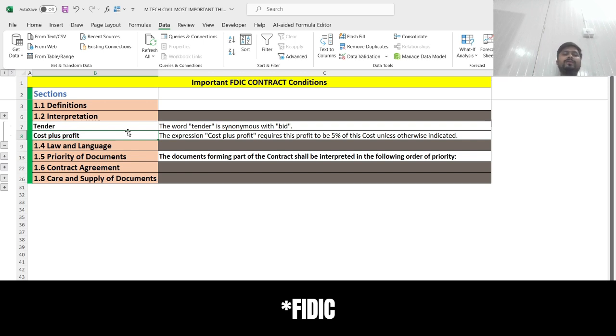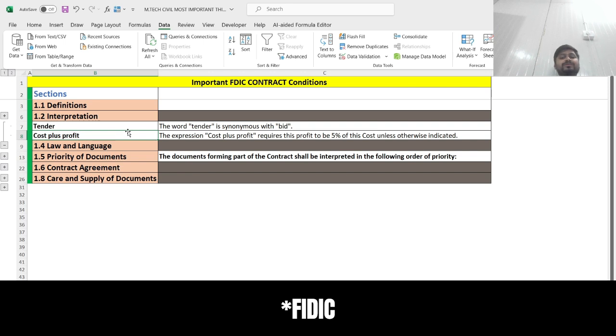And what is meant by cost plus profit? Basically, it is generally 5% given in each of the project contracts. If it is not given, it is generally taken as 5%, but it varies. It can even go up to 10% and 15%. Maximum limit is 15% for cost plus profit.